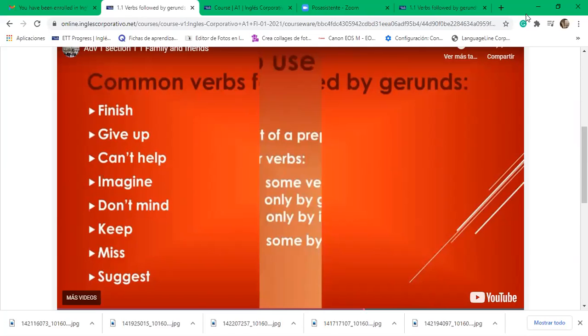Yes. Good. And listen, class, if you don't have an example right now, think of one. You know, like, I can't help looking at other women when I'm driving. The problem is when my wife is in the car. But I can't help smoking cigarettes. Okay, good. You can't help smoking.